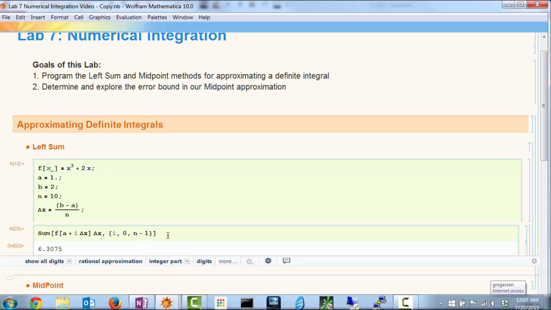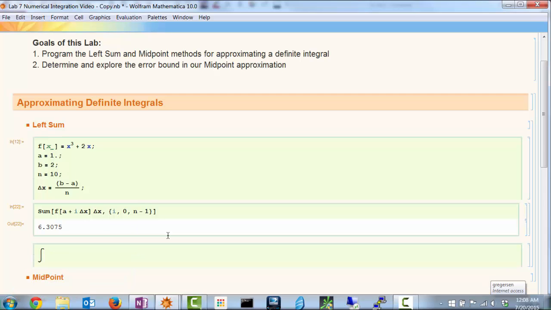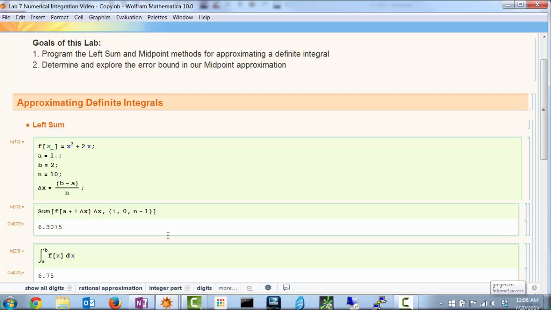But is that value any good? It's hard to tell at this point. Well, because I have a nice easy function, I can actually calculate the exact value by just integrating. I could integrate from a to b my function and see the exact area of that curve. I see that it's 6.75. So I was in the neighborhood with my approximation of 6.3, but it wasn't too close, and that's probably because I only took 10 steps.